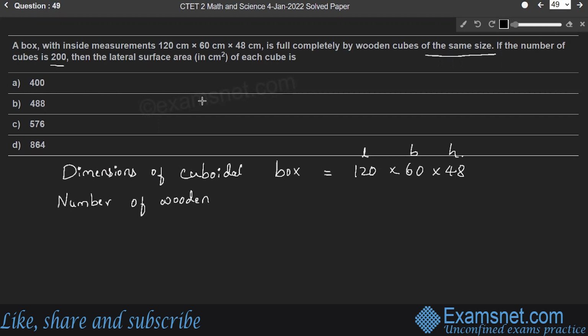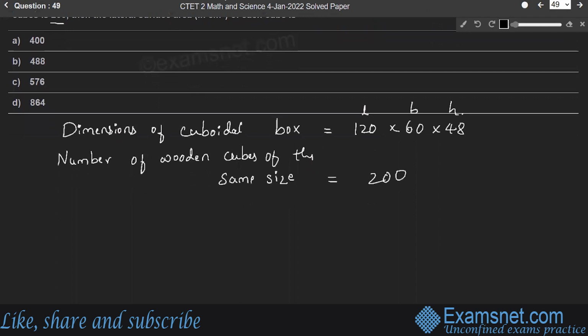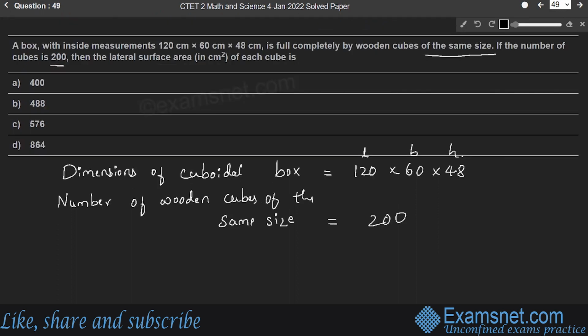So the cuboidal box is full completely by same size of wooden cubes. So number of wooden cubes of the same size. Same size means length, breadth and height are same. So the number of wooden cubes is equal to 200. So here we need to find lateral surface area of each cube. That means whose length, breadth and height is same and the number of cubes are 200.